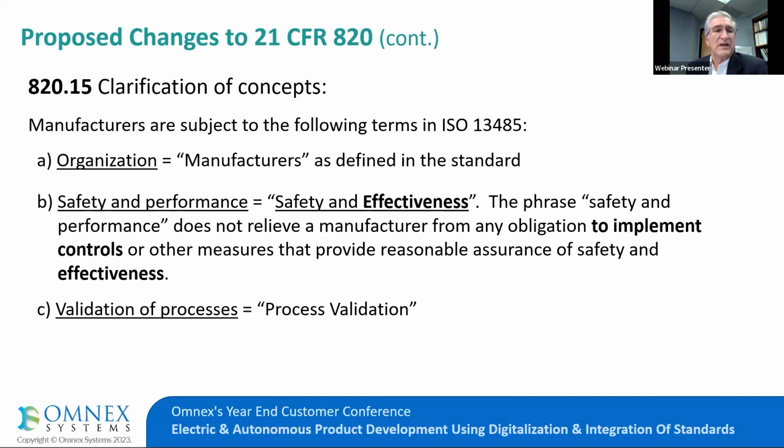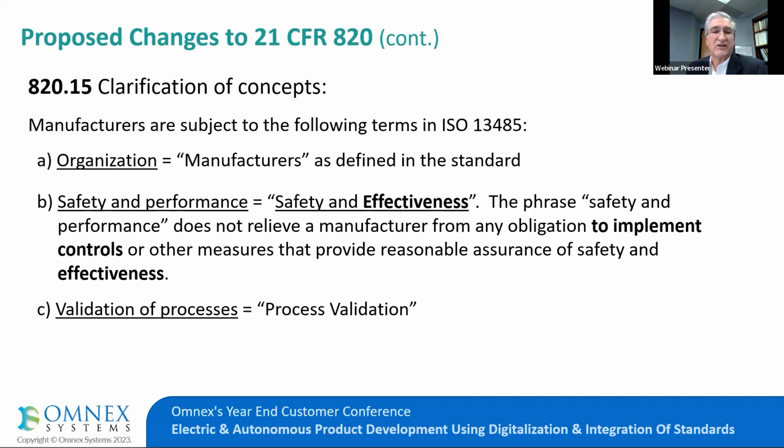Paragraph 15, manufacturer subject to the following terms in 13485. Organization is equivalent to manufacturers. Safety and performance means that effectiveness is not in 13485. Safety and effectiveness is very important as far as Part 820 is concerned. So the phrase safety and performance does not relieve a manufacturer from any obligation to implement controls assuring safety and efficacy.